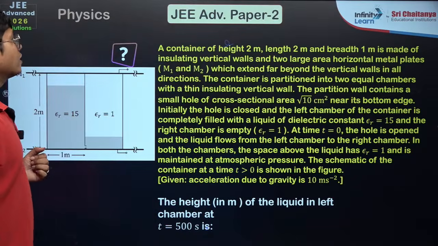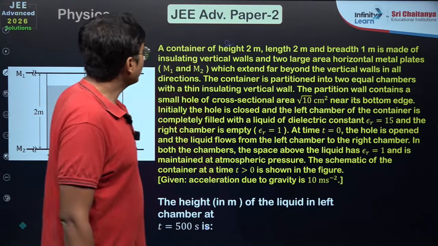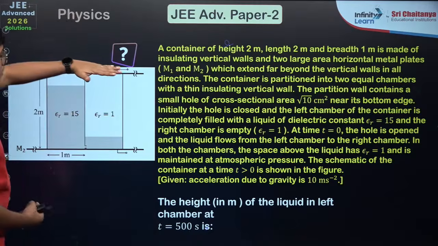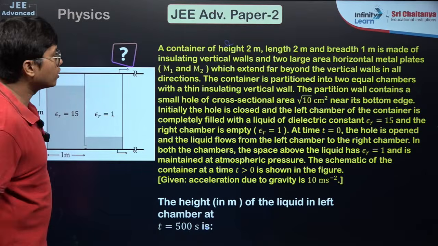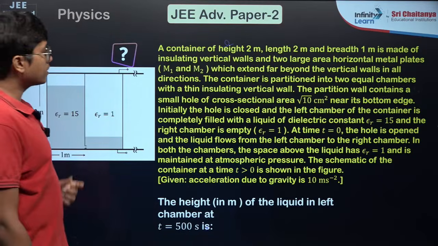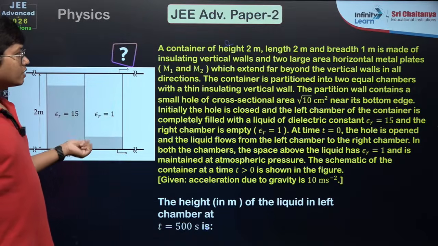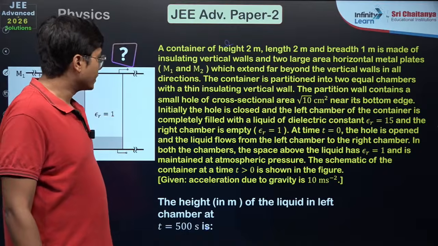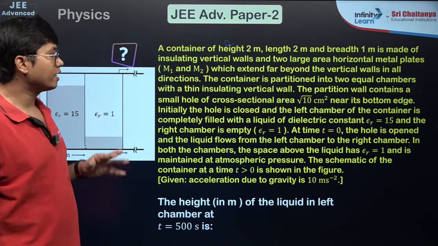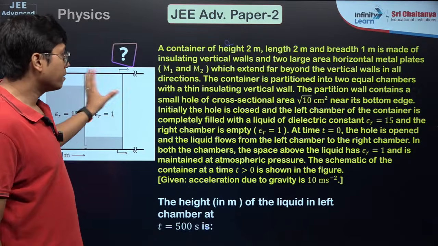Acha, this one says a container of height 2 meters, length 2 meter, breadth 1 meter is made up of insulating vertical walls and 2 large area horizontal plates. Basically, they're continuing all the way till infinity. The container is partitioned into 2 equal chambers with a thin insulating vertical wall. The partition wall contains a small hole, area given to us, near its bottom edge. Initially, the hole is closed and the left chamber is completely filled with a liquid of dielectric constant 115 and the right chamber is empty.